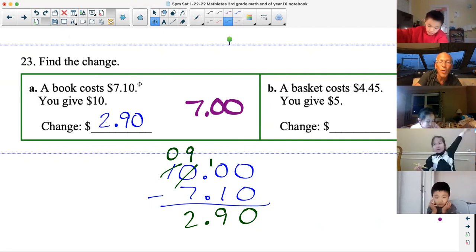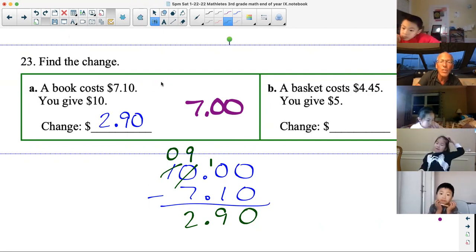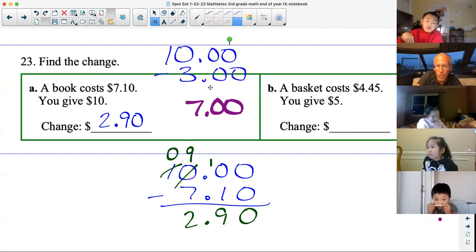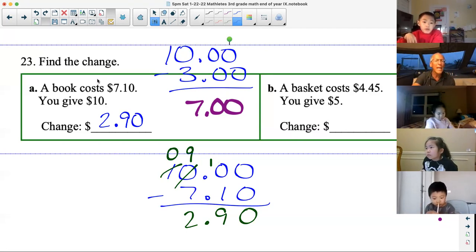Jason, if the book costs $3, then your change would be $7. Do you understand that, Jason? Because 10 minus 3 equals 7. Who can answer the next question? Raise your hand.